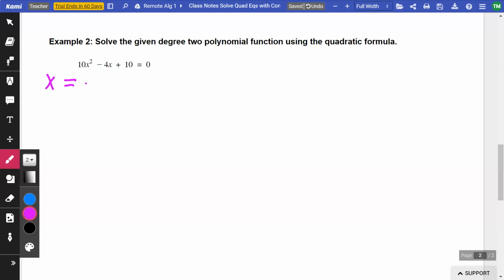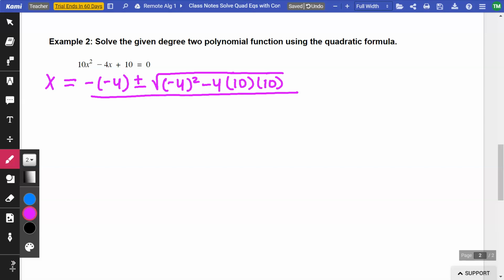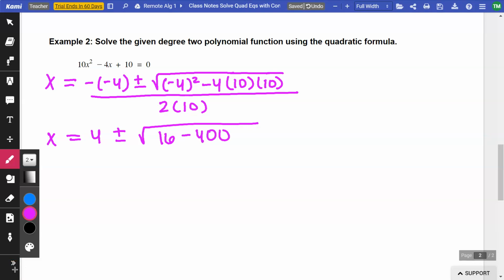x equals the negative of negative 4 plus or minus the square root of negative 4 squared minus 4 times 10 times 10, all over 2 times 10. The negative of negative 4 is positive 4, plus or minus the square root of negative 4 squared, which is 16. Negative 4 times 10 is negative 40. Negative 40 times 10 is negative 400. All over 2 times 10, which is 20.